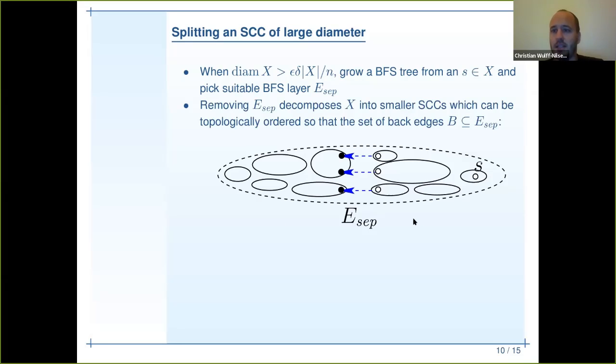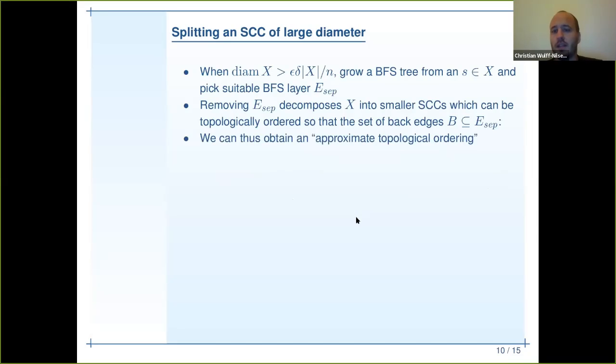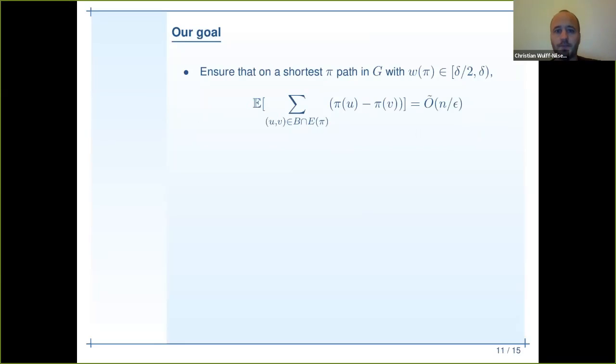Now you can find a DAG by contracting all the SCCs here and contracting all the SCCs here. So you get a topological order by putting these before these over here, because this is a one-way separator, so you cannot have any back edges here. But now we need to add these edges, these blue edges, back in, so we don't get a topological order, we get something close to it, because the blue edges are back edges here.